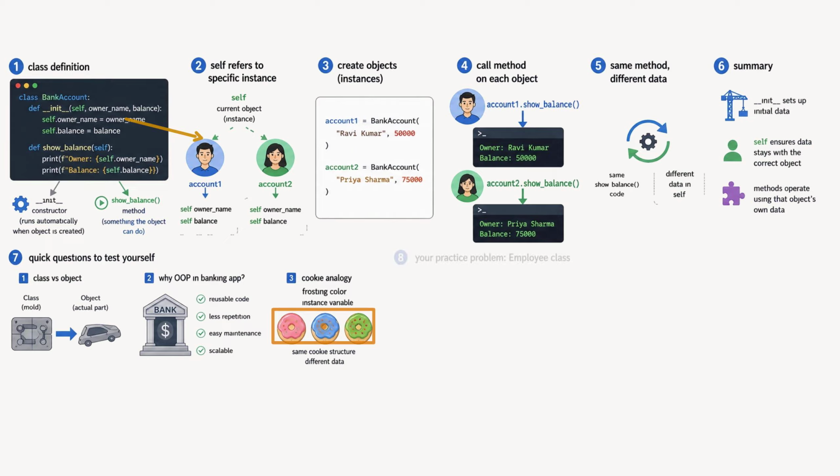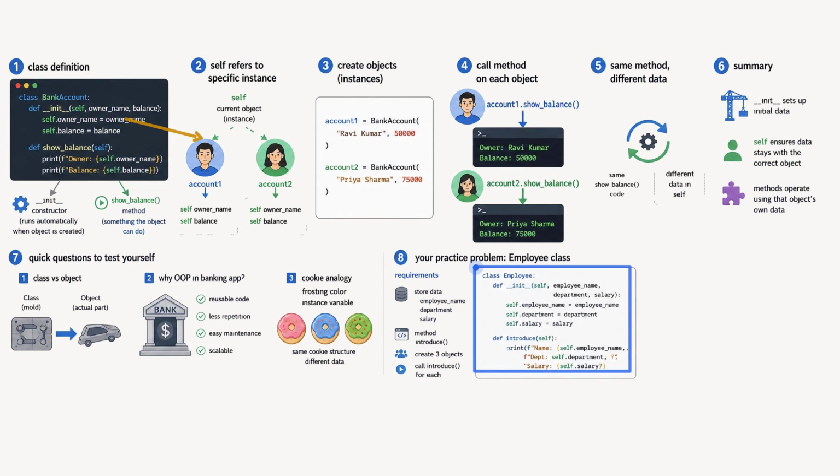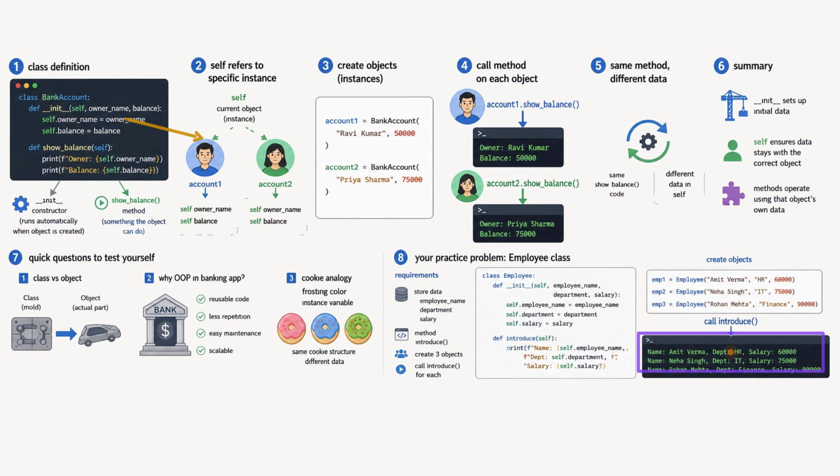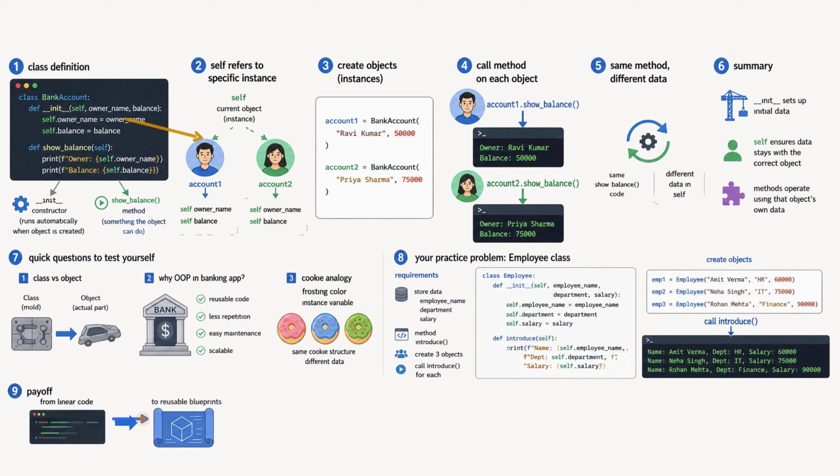Now it's your turn to practice. I want you to create an employee class for an HR system. Your requirements are to store the employee name, department, and salary. You'll need to write an introduce method that prints these details. Then create 3 separate employee objects and call that introduce method for each one to see how the unique data is handled.